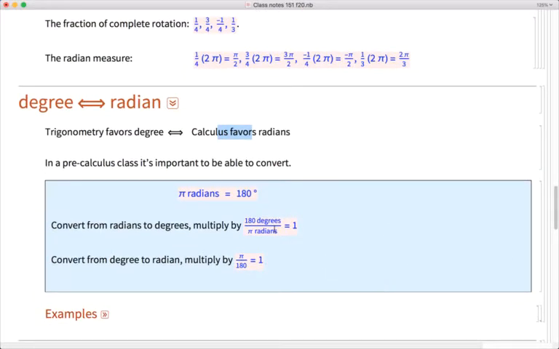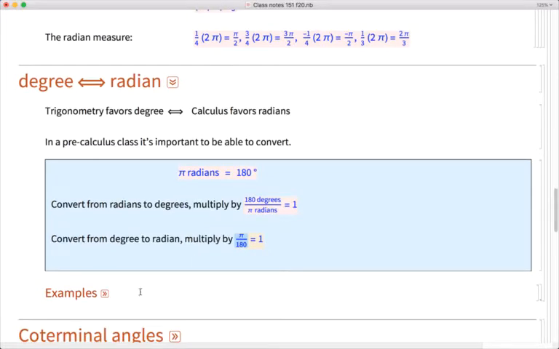Okay, so if we take 180 degrees and divide it by pi radians, because these two measures are the same, the ratio here is 1. And when you multiply by this 180 over pi, you'll be converting radians to degrees. You'll cancel out your radians and you'll introduce degrees. And then vice versa, to go from degrees to radians, you multiply by pi times 1 over 180.